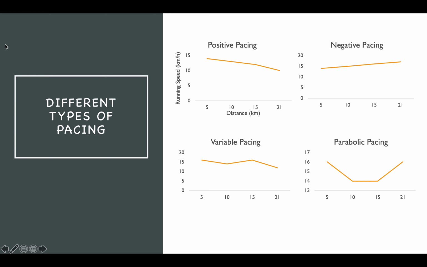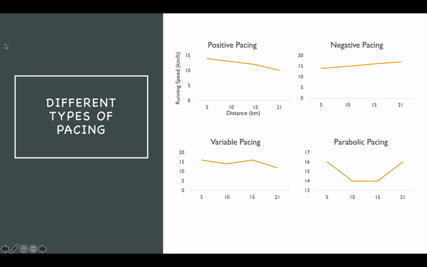So the first pacing profile is called a positive pacing profile. In this situation, running speed would get slower as the race goes on. So if you compare first half to second half, the second half would be slower than the first half. The second pacing profile is a negative pacing. In this situation, running speed increases as the race distance goes on.